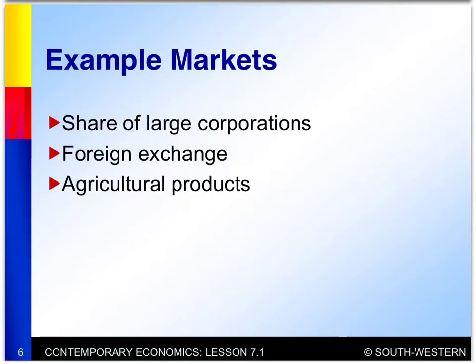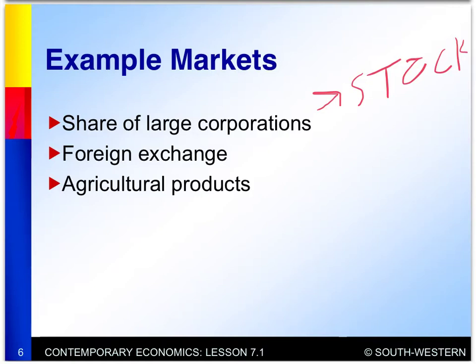Examples of markets: shares of large corporations. This is stock. All stock is perfectly competitive. No matter what stock you buy and what company, it's just a piece of paper, and it says you own part of that company, and it's identical. And there are thousands of companies you can buy from on the stock market, so it's perfectly competitive.